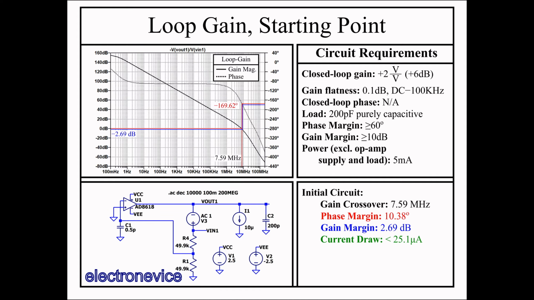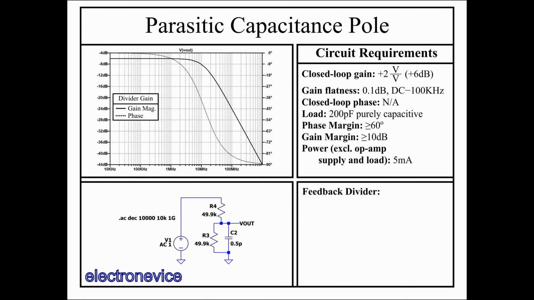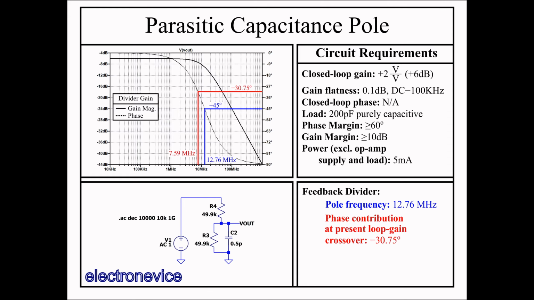without violating our requirements. So first, although we already reduced the 100K resistors down to 49.9K in the previous video, I suspect that they are still contributing a significant amount of negative phase shift to the system, making our phase margin poor. So let's simulate the feedback divider with that parasitic capacitor to see its effect on the loop gain and phase in isolation. So we see that this divider has a pole frequency of about 12.76 MHz, which is pretty close to our gain crossover frequency of 7.59 MHz. We can see that the phase contribution at 7.59 MHz is about negative 30.75 degrees, which cuts a large chunk out of our desired phase margin.